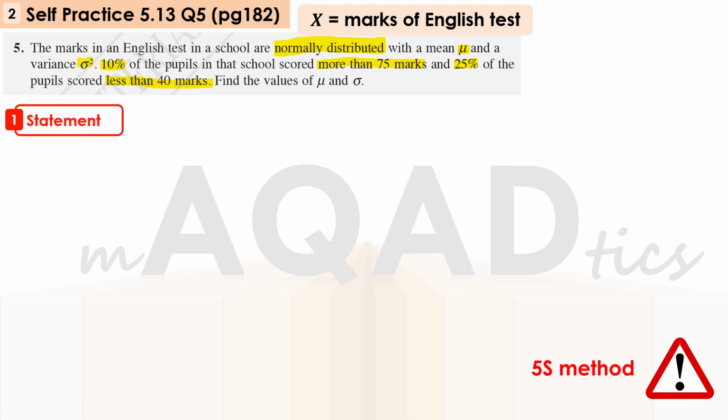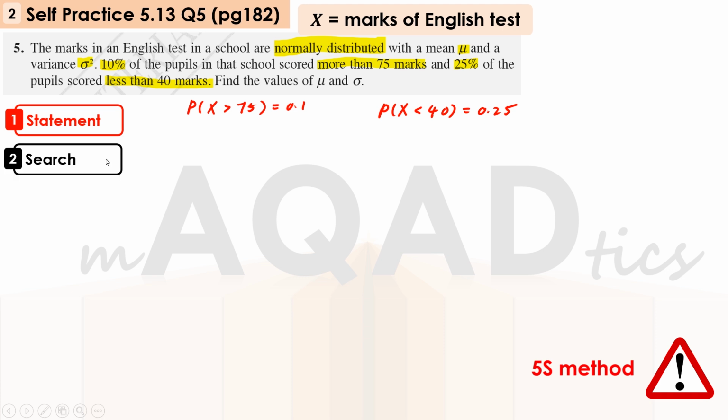For the first S, we need to write out our statements from this sentence. The first statement is the probability that a pupil scores more than 75 marks, which we can write as P(X > 75), and the probability is 10% or 0.1. The second statement is the probability that a pupil scores less than 40 marks, which we can write as P(X < 40), and the probability is 25% or 0.25. The second S is search, so we don't have anything to search because this is the thing we need to find, so we can skip the second step.